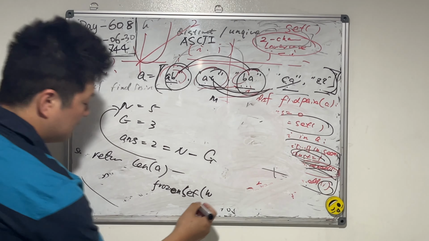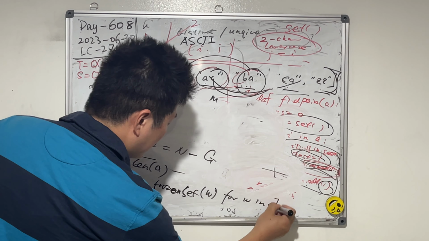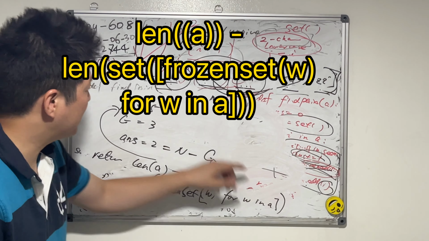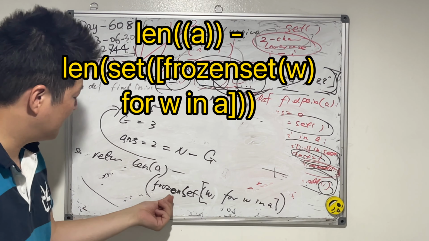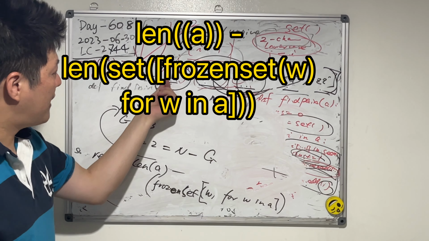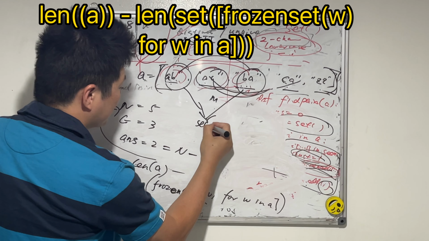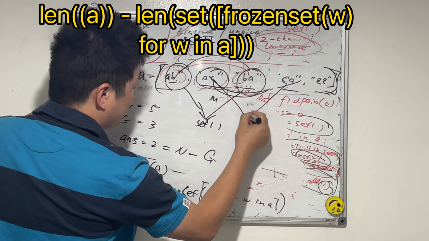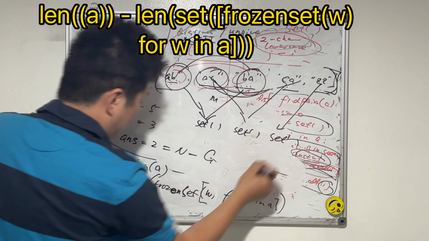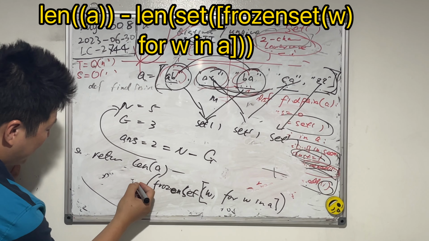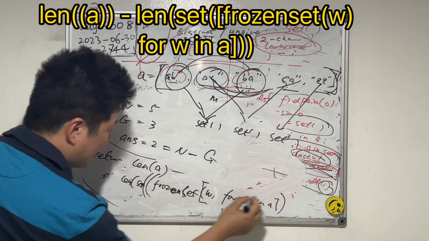W for W in A, so we go through each word. And then we want to do this frozen set on that. So AB and BA pointing to the same frozen set. AC and CA will be the same set. And ZZ will be another set, right? And then after that, we do the length of the set, or frozen set, it doesn't matter.